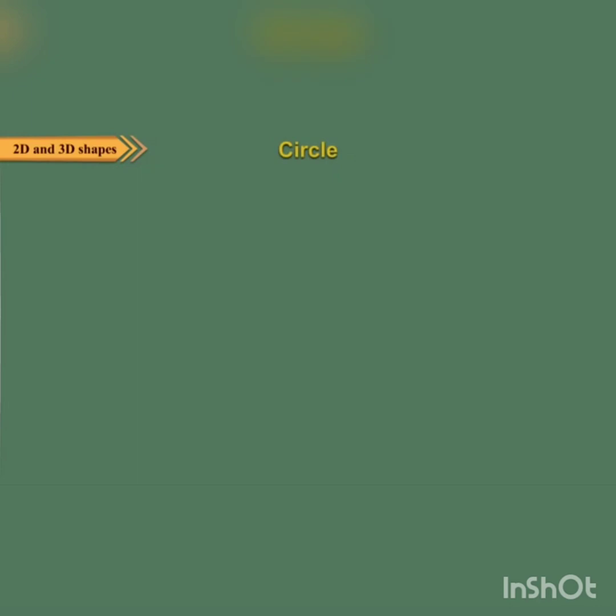And then circle. A circle has no vertices. It is a closed loop. For example, it looks like a coin, a carom board coin, and so on.